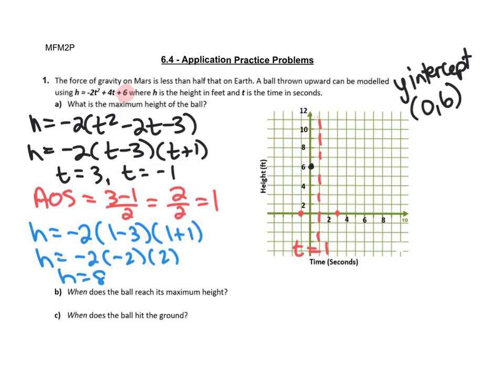And so I'm going to pop that into my equation and solve for h when t is 1. And we know that -2 times -2 times 2 is 8. So that tells me that the height on the axis of symmetry is 8. I have enough information to complete my sketch, and I also know that 8 is the maximum height of the ball. Sorry, that's not a great curve, but we can make our therefore statement that 8 is the maximum height of the ball.